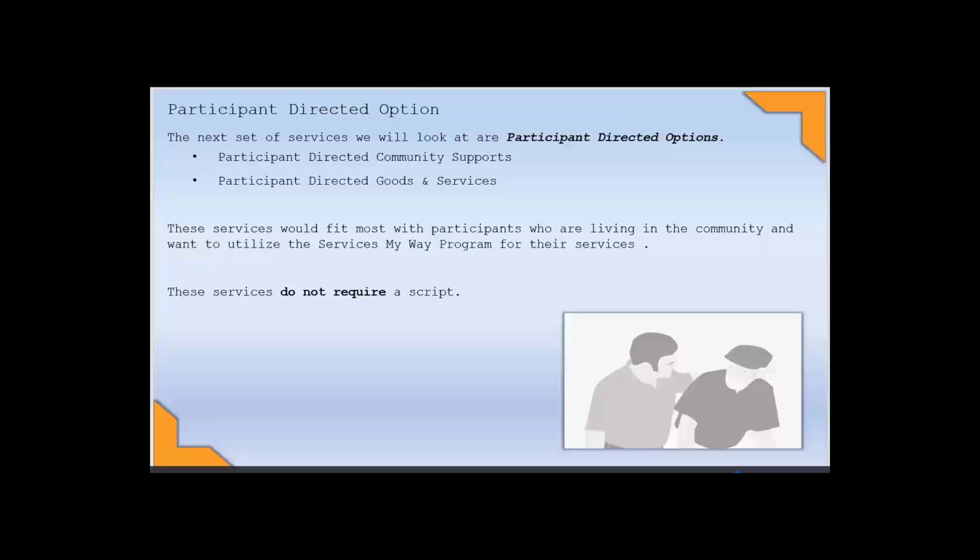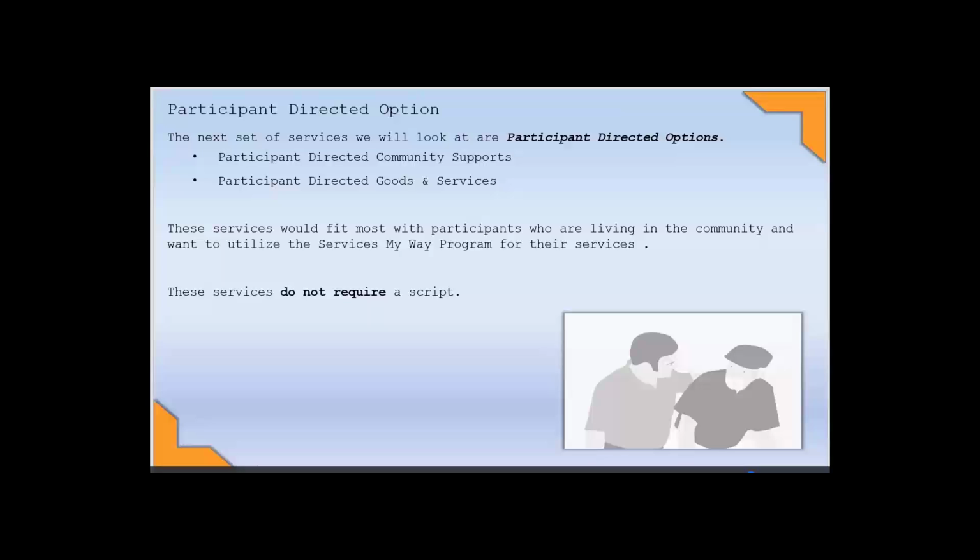All right, participant-directed options. So the next set of services we will look at are participant-directed community supports and participant-directed goods and services. I don't want this necessarily to get confused with participant-directed option outside of Services My Way, because these mostly specifically relate to participants who are living in the community and want to use the Services My Way program. The Services My Way program is actually something that very, very few participants use, but these are part of the 32 services, so I wanted to make sure they were included in here.